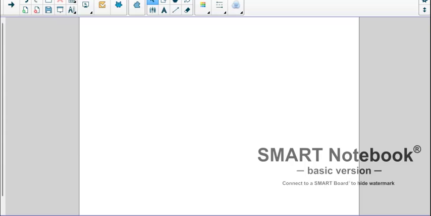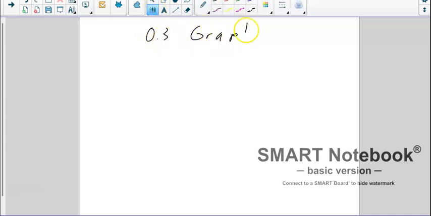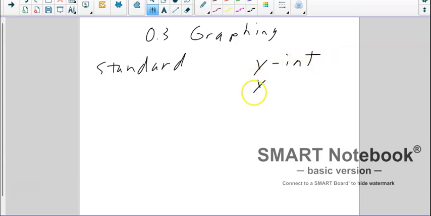All right, so here we have a summary video for 0.3 graphing. And we have two main forms we deal with, and that's standard and y-intercept, also known as y equals mx plus b. And over here we have ax plus by equals c. Right? And these are both really the same thing, just in different formats.